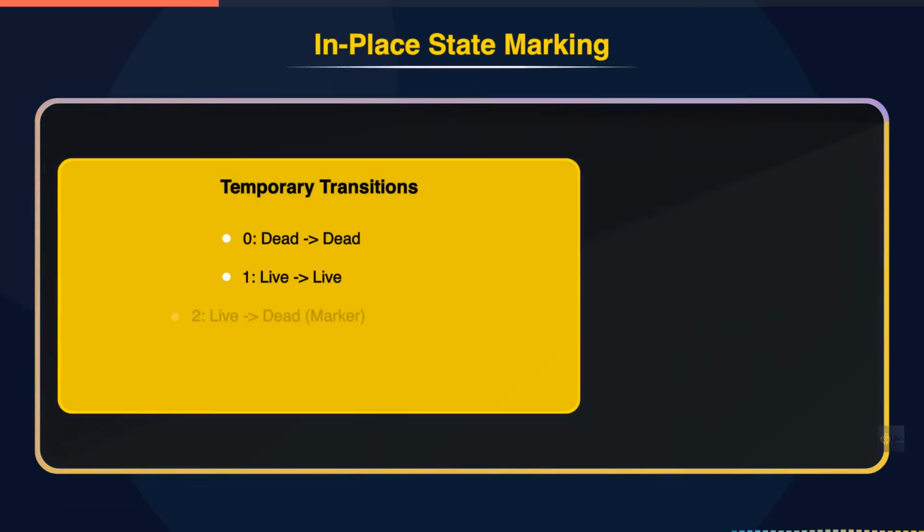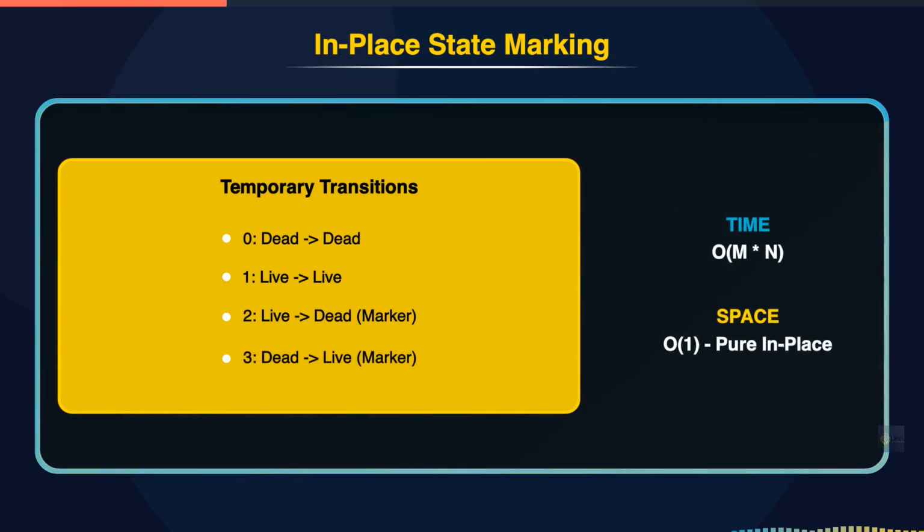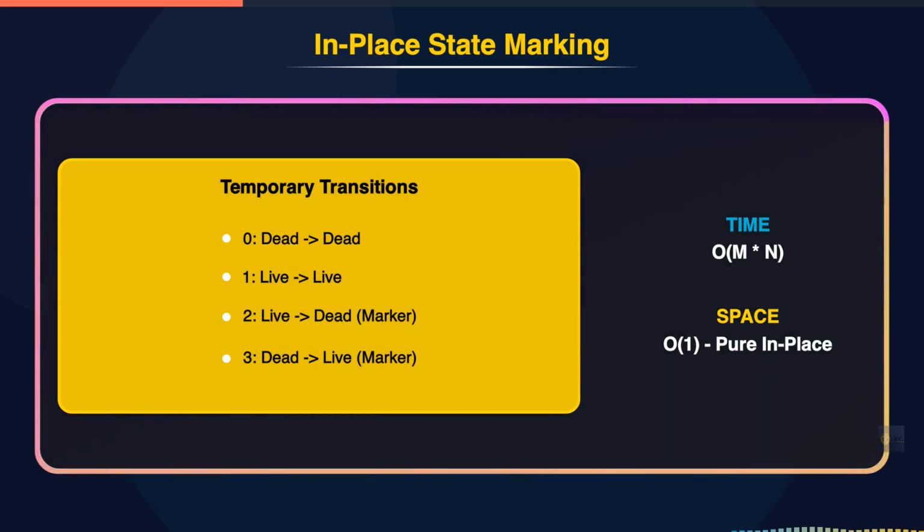If we update the board directly, we lose the original state of the cells, which ruins the neighbor count for everyone else. To solve this in place, we will use temporary states to mark cells for transition. We will use the value 2 to mark a cell that was live but is now dying. And we will use the value 3 to mark a cell that was dead but is now coming to life.